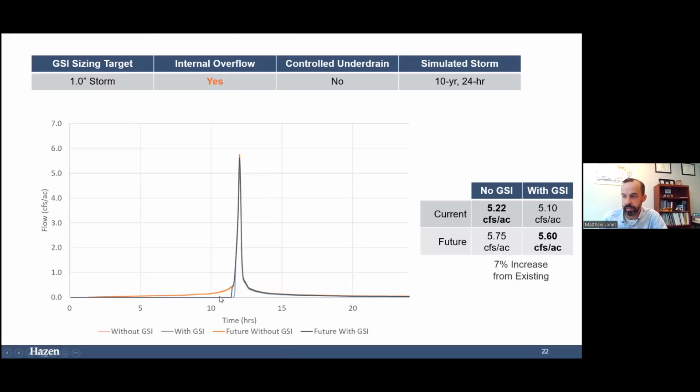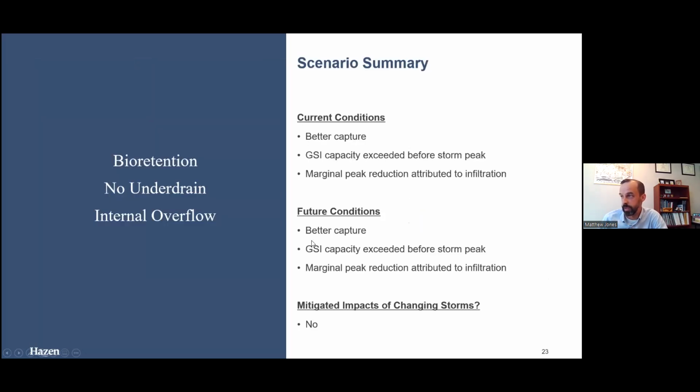So here we include the internal overflow. So you can see some difference here. We're better utilizing the storage of our system, but we still exhaust the storage capacity of that system before the peak of the storm arrives. So the overall result for the peak is the same, 7% increase from the existing under that future climate condition. So again, better capture, but the capacity is exceeded and we're not able to mitigate those changing storms.